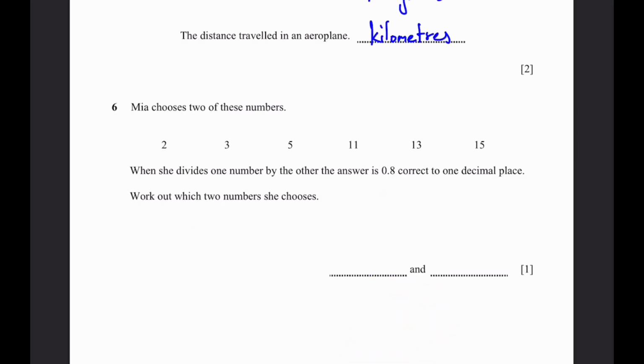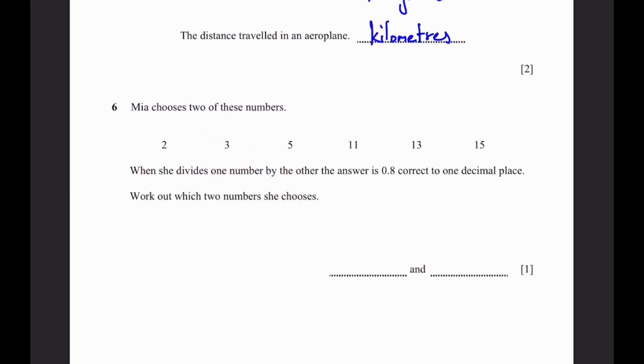Mia chooses 2 of these numbers, 2, 3, 5, 11, 13, 15. When she divides one number by the other, the answer is 0.8 correct to 1 decimal place. Work out which 2 numbers she chooses. Because the answer 0.8 is less than 1, so the first number should be smaller than the second number. So let's take the first number to be 2. We can have any of these. So 2 by 3 is 0.66666. That'll be 0.7 when rounded. 2 by 5 is 0.4, and all the others will be much less. So it cannot be 2 as the first number.